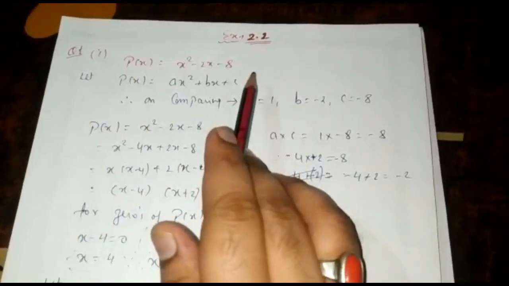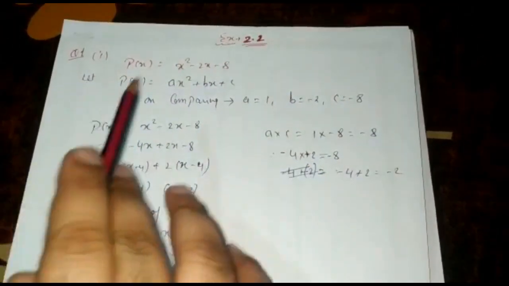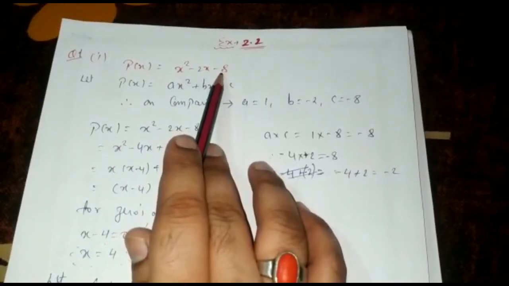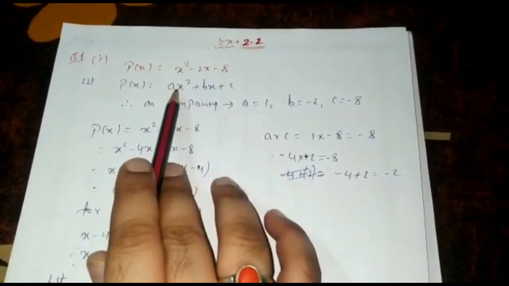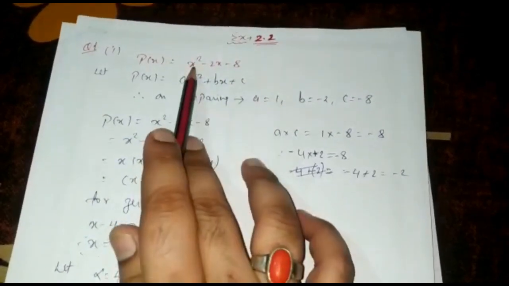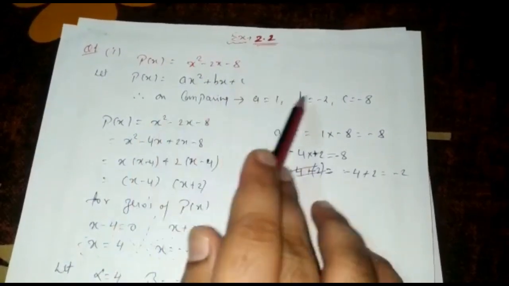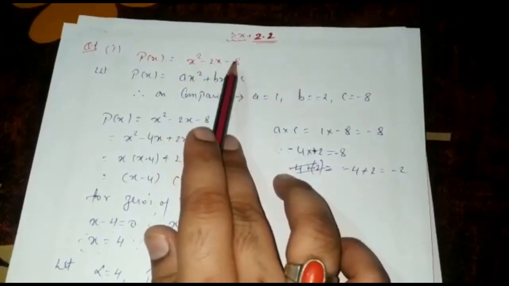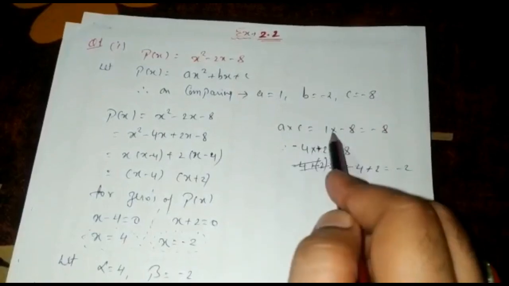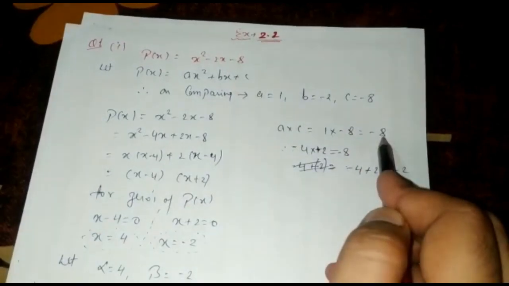So here is the first question of exercise 2.2, and the first part of the question, p(x) is equal to x square minus 2x minus 8. If we compare this equation with ax square plus bx plus c, what we get, a will be equal to 1, nothing is there, that means there is 1. b will be equal to minus 2 and c will be equal to minus 8. So a into c means 1 into minus 8, that will be equal to minus 8.